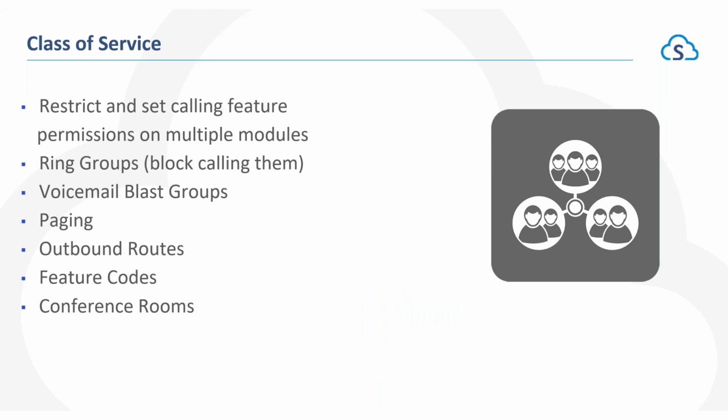Building on that, this goes even further. We have Class of Service. This restricts, and you can set call feature permissions across multiple modules. On an individual or group basis, you can block calling certain ring groups. If a ring group consists of 20 people and you don't want certain extensions to be able to call them, you can block that at extension level. You can restrict paging. You can restrict feature codes.